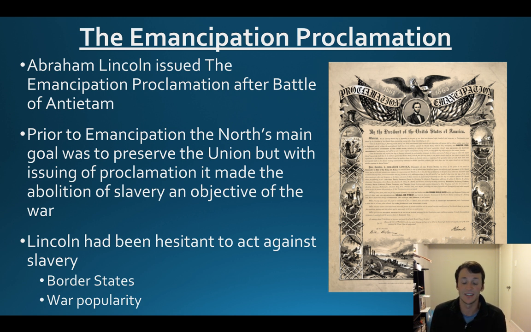And he had been hesitant to basically act on this because of the border states, these states that did not secede from the Union. You have Kentucky, Maryland, right? Some of these states that were slave states that effectively hadn't left the Union, right? So if all of a sudden they were to flip because the war became about slavery, that would be a problem, right? He also felt that by making it about slavery, the popularity of the war would extremely dwindle, right? So that's one of the reasons why he waits so long to do this.